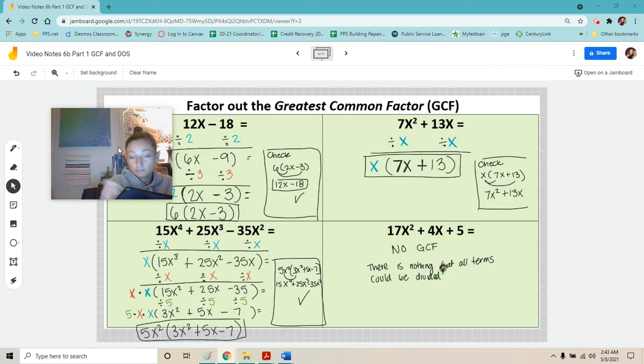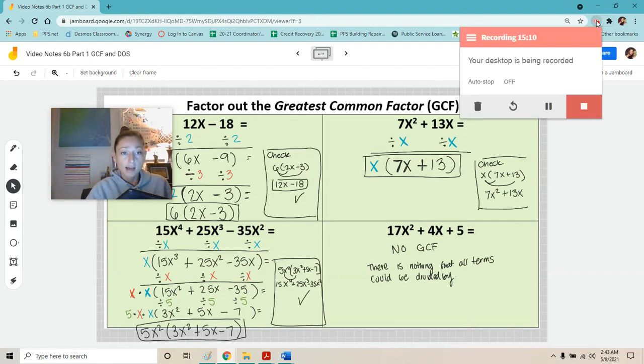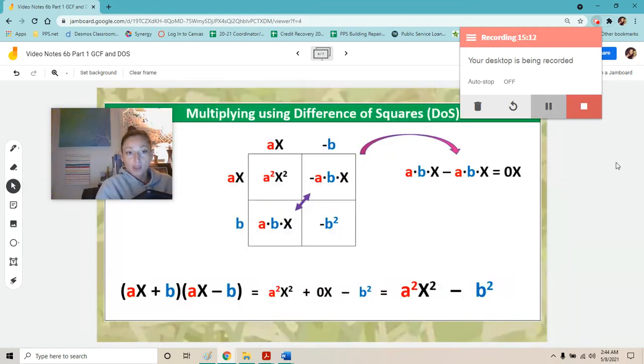All right, so that is factoring using greatest common factor. Next up, we're going to be looking at difference of squares.